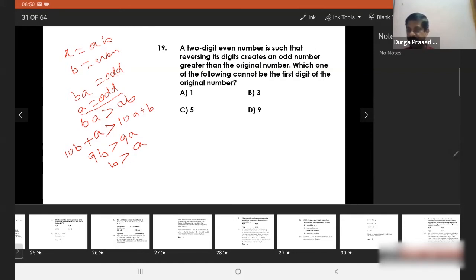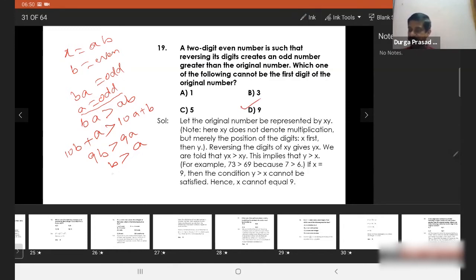After 9, you have only 0, and 0 cannot be B. Therefore, the answer is D. Right, children? Please look at this. If you don't take this point, then you cannot get this answer. Therefore, this point is of importance.